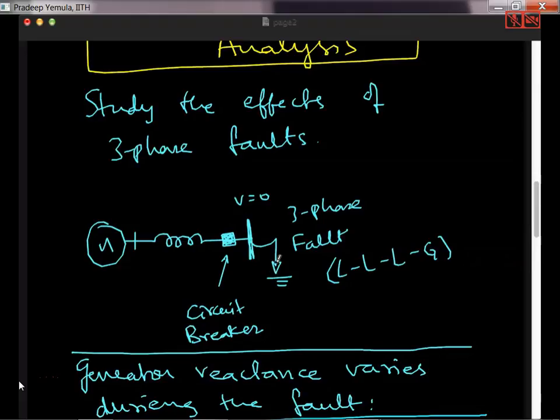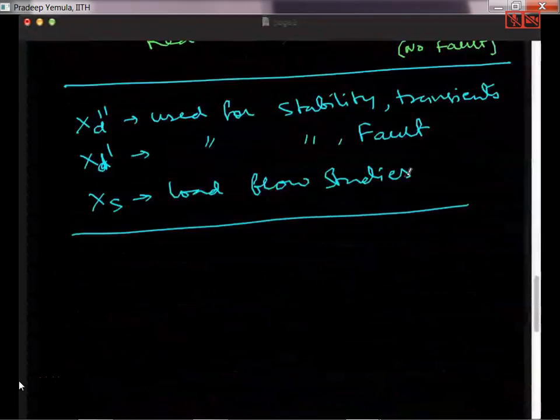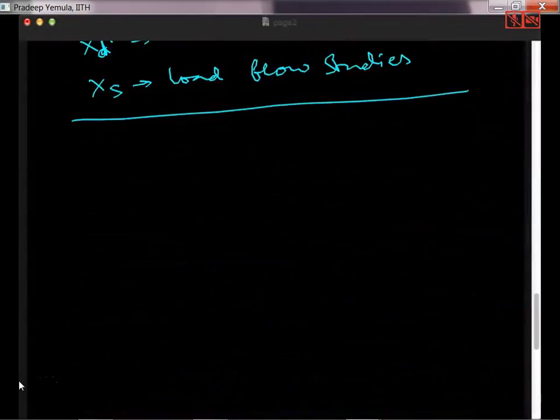What is the fault current? That is what we are interested in. So I'll give you a very basic toy problem to start our analysis. Find the fault current.